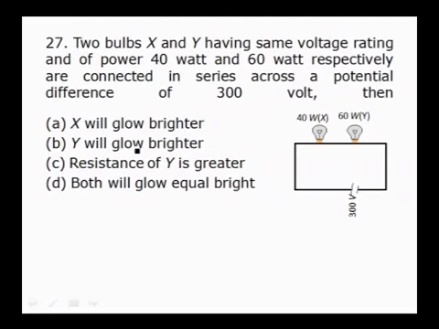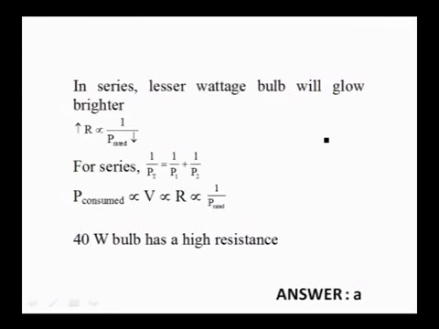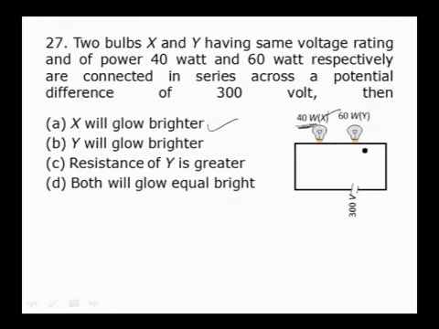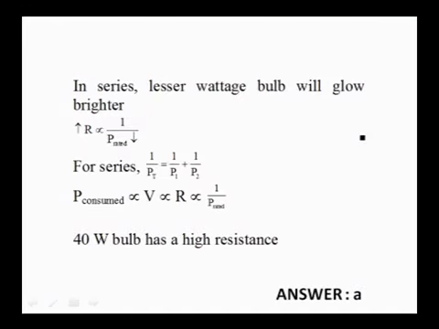See, the concept is very simple. When the bulbs are connected in series, the lower wattage bulb will glow brighter. That is the concept. So this is X, the lower wattage, that is equal to 40. This is 60. Therefore, X will glow brighter. So the correct option for this is A. When they are connected in series, lower wattage bulbs glow brighter than the higher wattage.